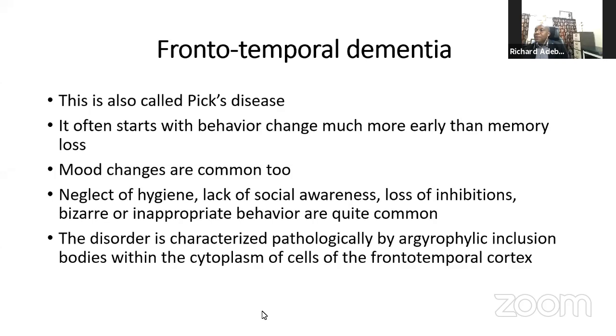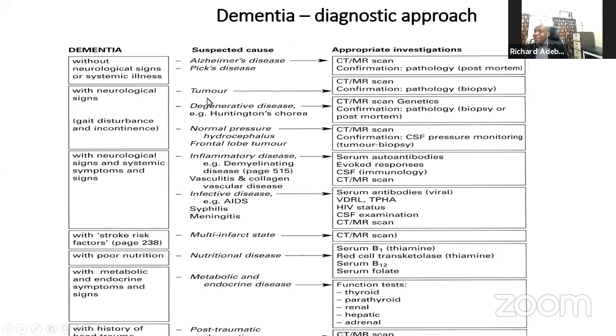So in making our diagnostic approach, we look at the various forms and then we'll know what to do, whether the dementia is with neurological signs or systemic illness. If it's like that, we'll think of Alzheimer's disease or Pick's disease. What are the investigations we'll do? CT scan, MRI scan. How do we confirm the disease? It is usually by pathology, during postmortem. We cannot be removing brain tissue while the person is alive. Pathologists usually do that postmortem.